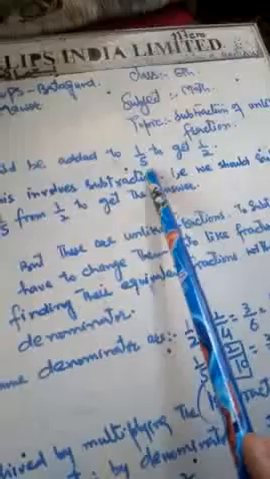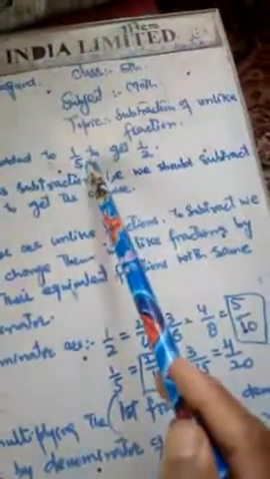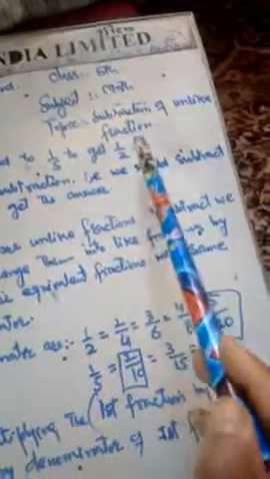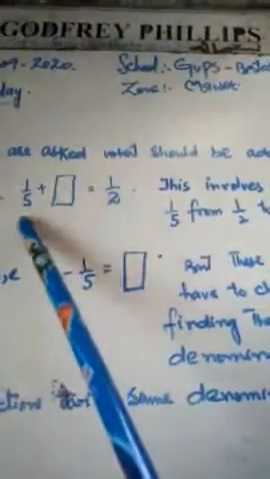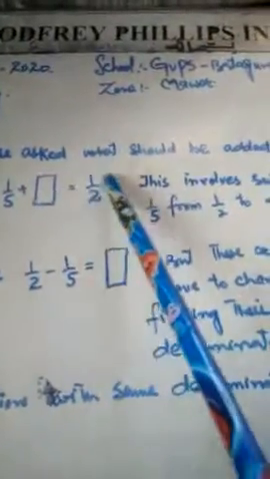Suppose we are asked what should be added to the fraction 1 by 5 to get 1 by 2. We are asked how much 1 by 5 should be added. The net result will be 1 by 2. This is how we can solve this question. We are asked how much should be added to 1 by 5 to get the result 1 by 2.